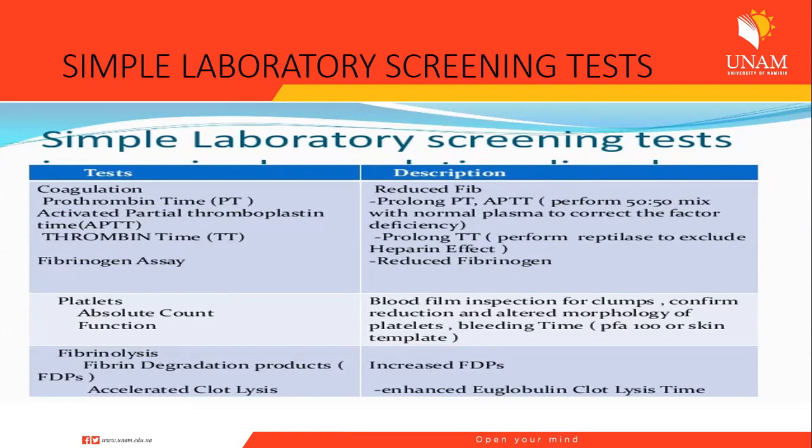Fibrinolysis, which is described in terms of increased fibrinogen degradation products, is very important. But remember that the interpretation may be skewed in pregnancy. You can use a euglobulin clot lysis time to assess accelerated clot lysis. So this is a simple table to show you the simple laboratory screening tests that you must order in the face of DIC in pregnancy.